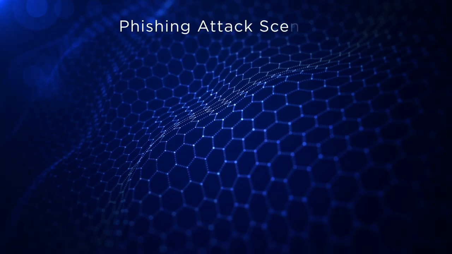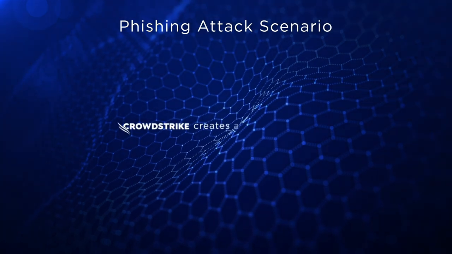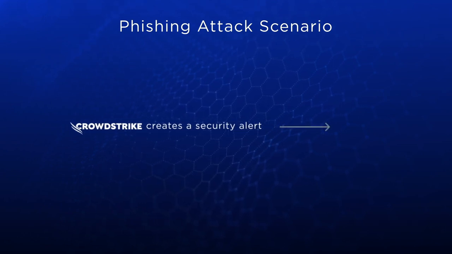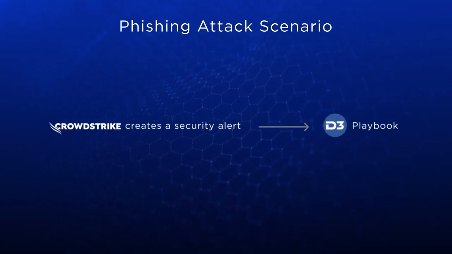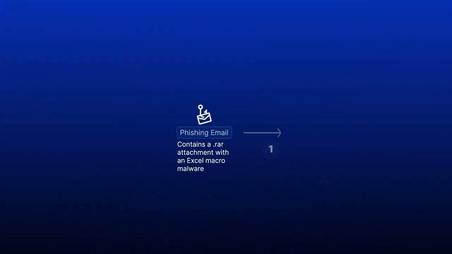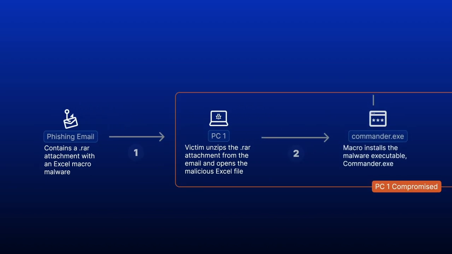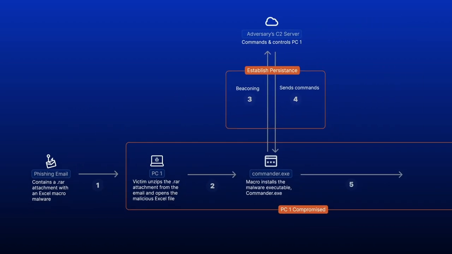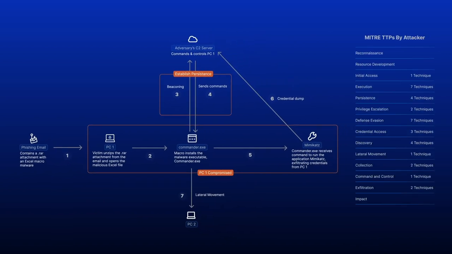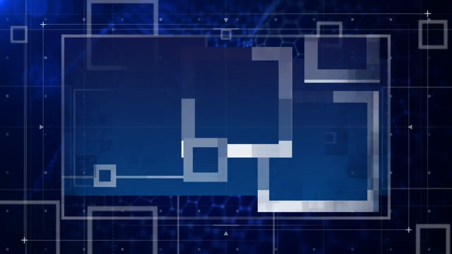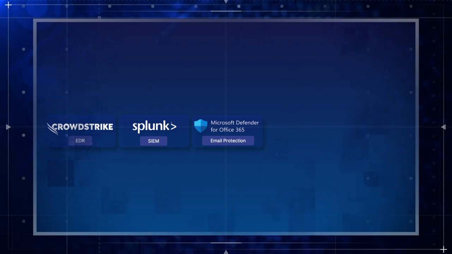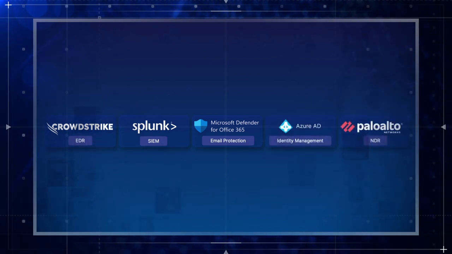The example we'll be looking at is an advanced phishing attack. Initially, CrowdStrike created the security alert when it noticed the suspicious process running on our PC. Then we use D3 playbooks to query all of our different security tools to complete the picture, including the initial access with the phishing email, the malicious file, the connection to a C2 server, the exfiltration attempt with Mimikatz, and lateral movement to PC2. The tools we'll be using in this demonstration are CrowdStrike, Splunk, Microsoft Defender for Office 365, Azure AD, and Palo Alto Networks.